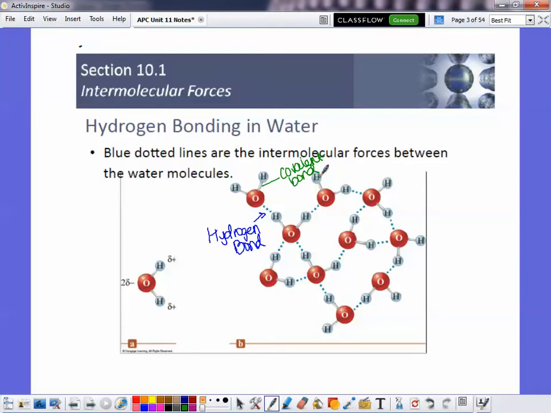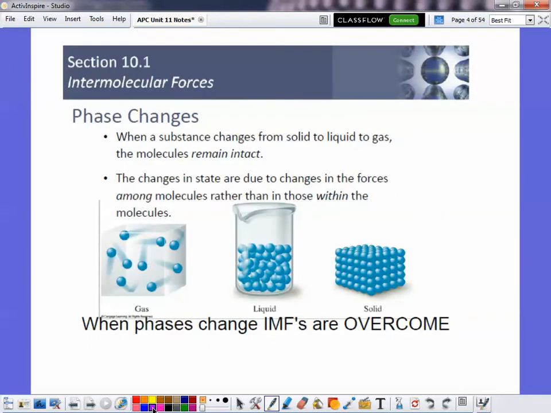So, phase changes. Phase changes, if you recall from Chem 1, all phase changes are physical changes, and that is because you're overcoming intermolecular forces. Okay? So when a substance changes from solid to liquid to gas, the molecules themselves remain intact. You're not changing what the molecule is, you're just changing what it's attached to, or what it's interacting with. Like I already said, changes in state are due to the changes in forces among the molecules rather than those within the molecules. When phases change, intermolecular forces are overcome.